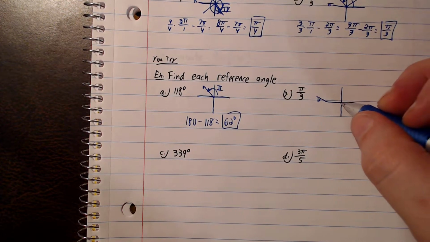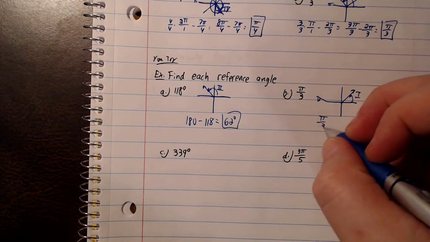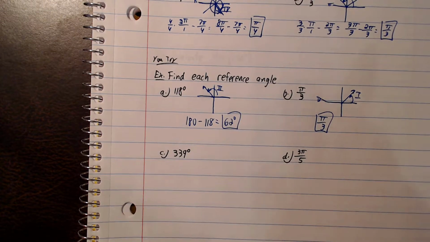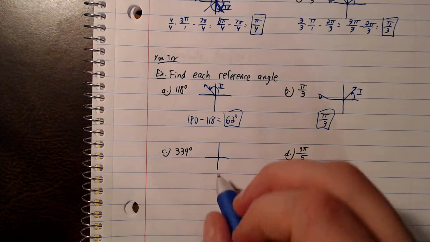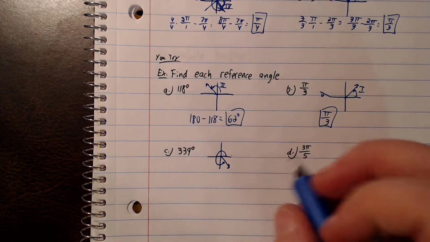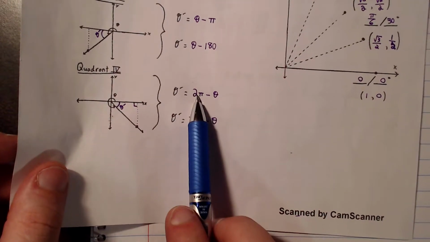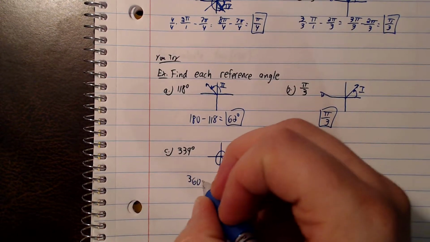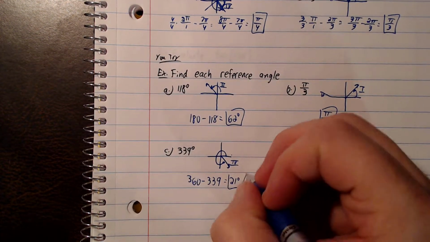There's pi. So pi over 3 is going to fall right here in quadrant 1. No real work extra here. It's just going to be pi over 3. 339. And let's see, 339 is over here in quadrant 4, right? Past 270, less than 360, quadrant 4. Quadrant 4 says 360 minus theta. So 360 minus 339, you get 21.